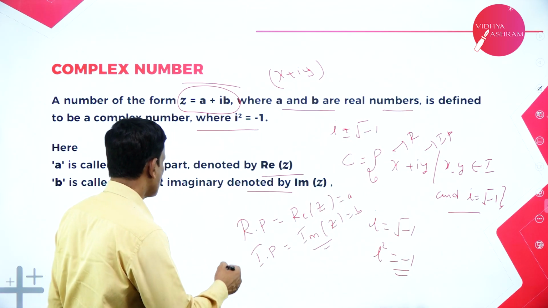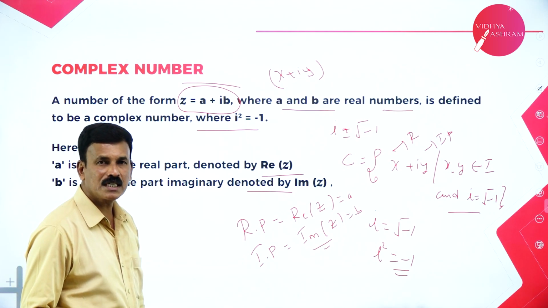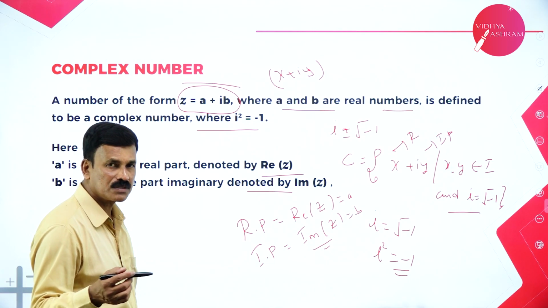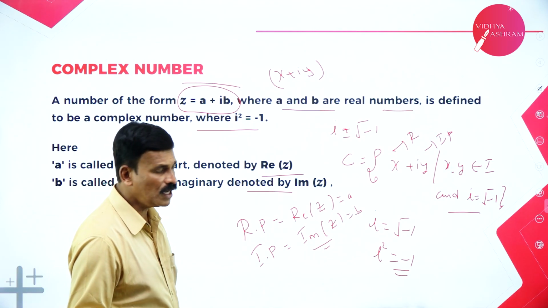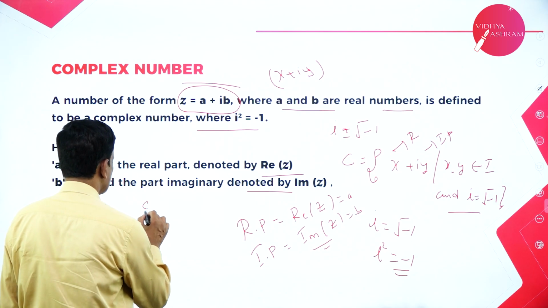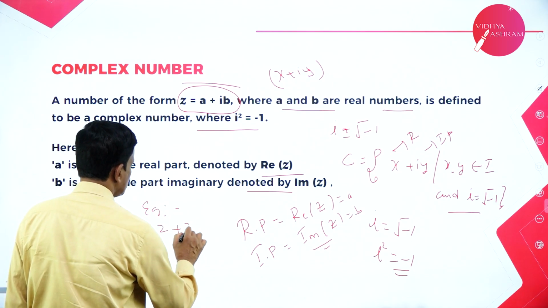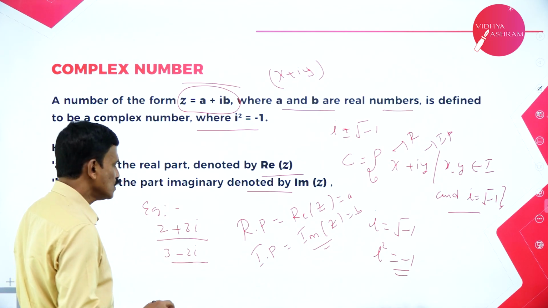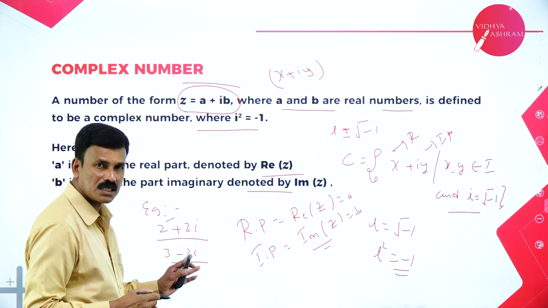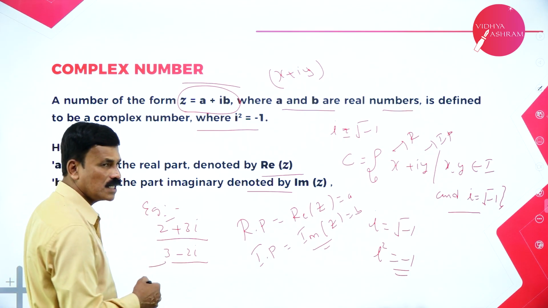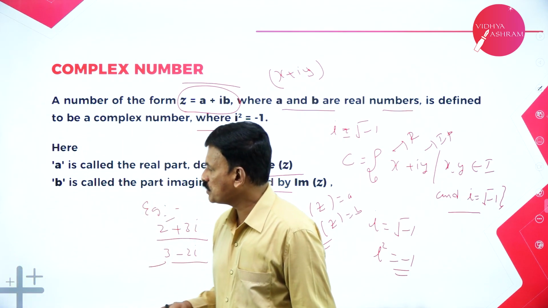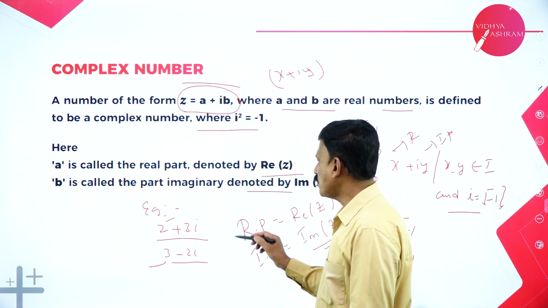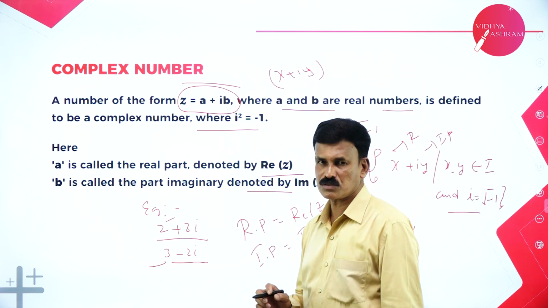So any number of the form a plus ib or x plus iy is called a complex number, and i is equal to root of minus 1 is an imaginary value. For example, 2 plus 3i is a complex number, 3 minus 2i is also a complex number. Here 2 is the real part and 3 is the imaginary part, whereas in this case 3 is the real part and minus 2 is the imaginary part. The coefficient of i is the imaginary part. So the value of i is equal to root of minus 1.